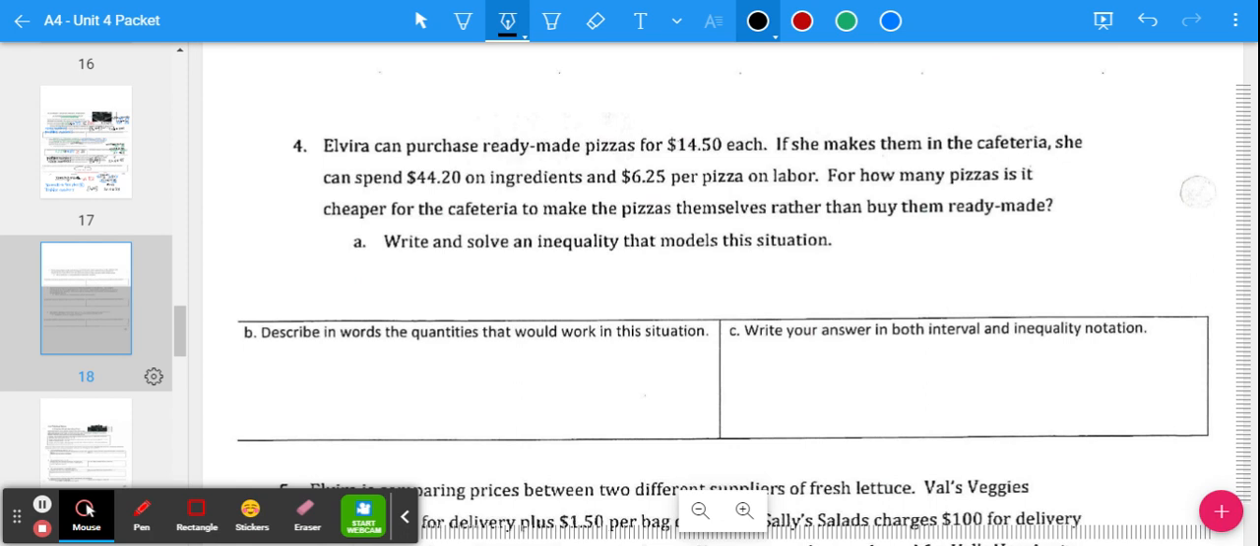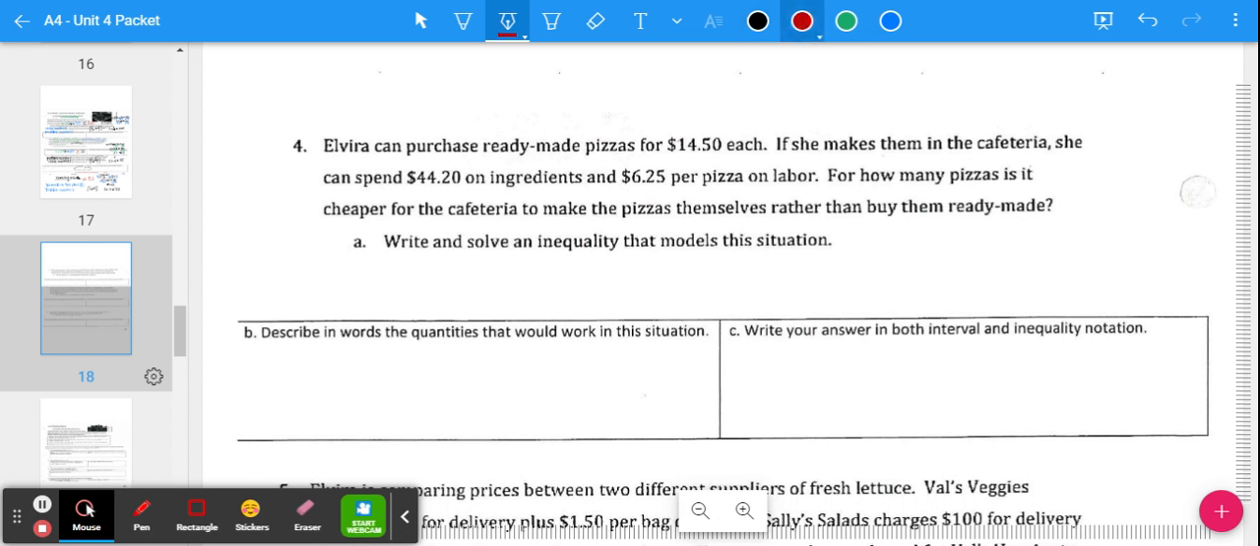On the next problem, it says Elvira can purchase ready-made pizzas for $14.50 each. If she makes them in the cafeteria, she can spend $44.20 on ingredients and $6.25 per pizza on labor. For how many pizzas is it cheaper for the cafeteria to make the pizzas rather than buy them ready-made?